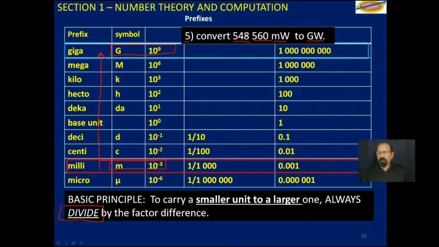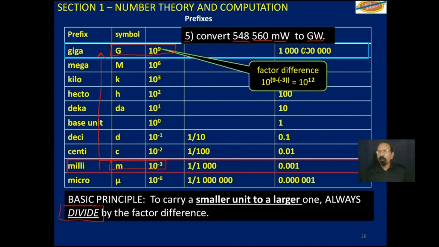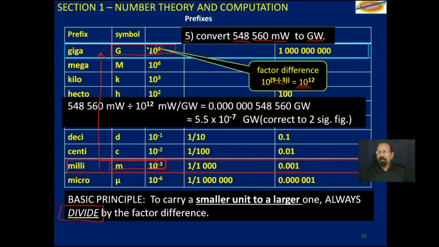Well, what is the factor difference? We will take that 10 to the 9th and divide it by 10 to the negative 3. To do that, we subtract the indices and we get 10 to the 12th. It takes that amount of milliwatts to make 1 gigawatt. So we divide by the factor difference. You get this, you carry it to standard form, and this is the answer you get.